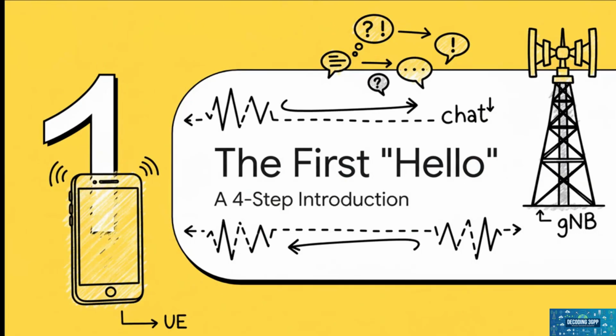In this little digital introduction, we've got two main characters. First, there's your phone, which in network speak is called the user equipment, or just UE, and then you have the network tower, the gNB. That's our party host. And believe me, they're about to have a very quick, very structured chat.